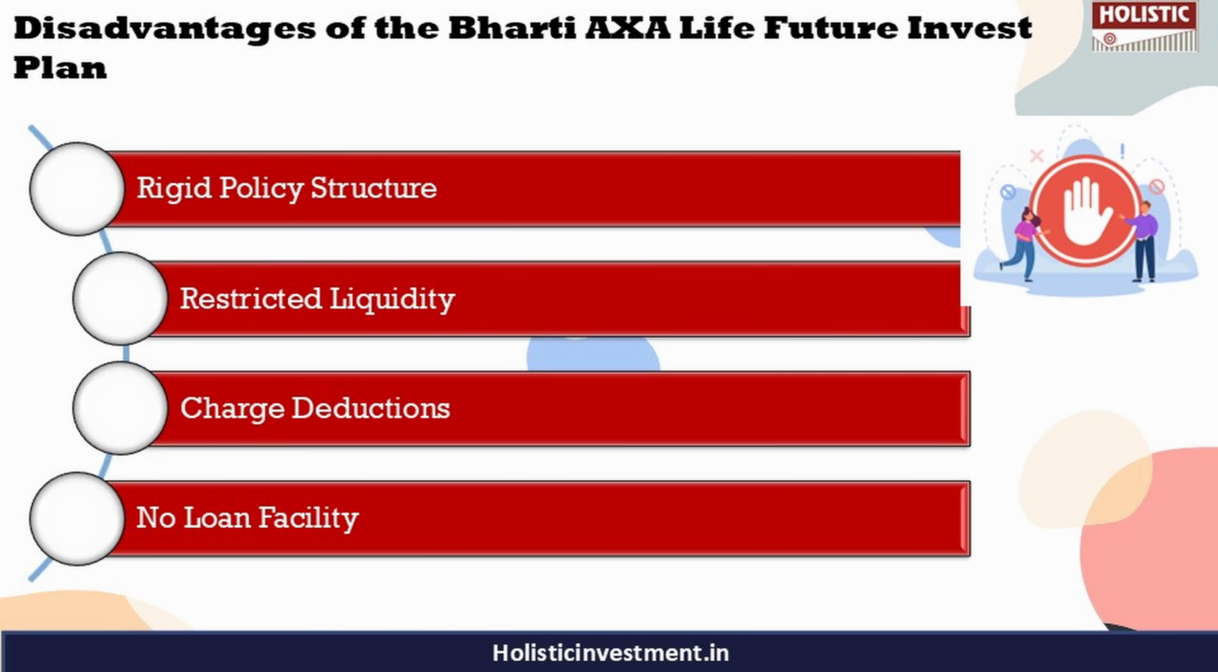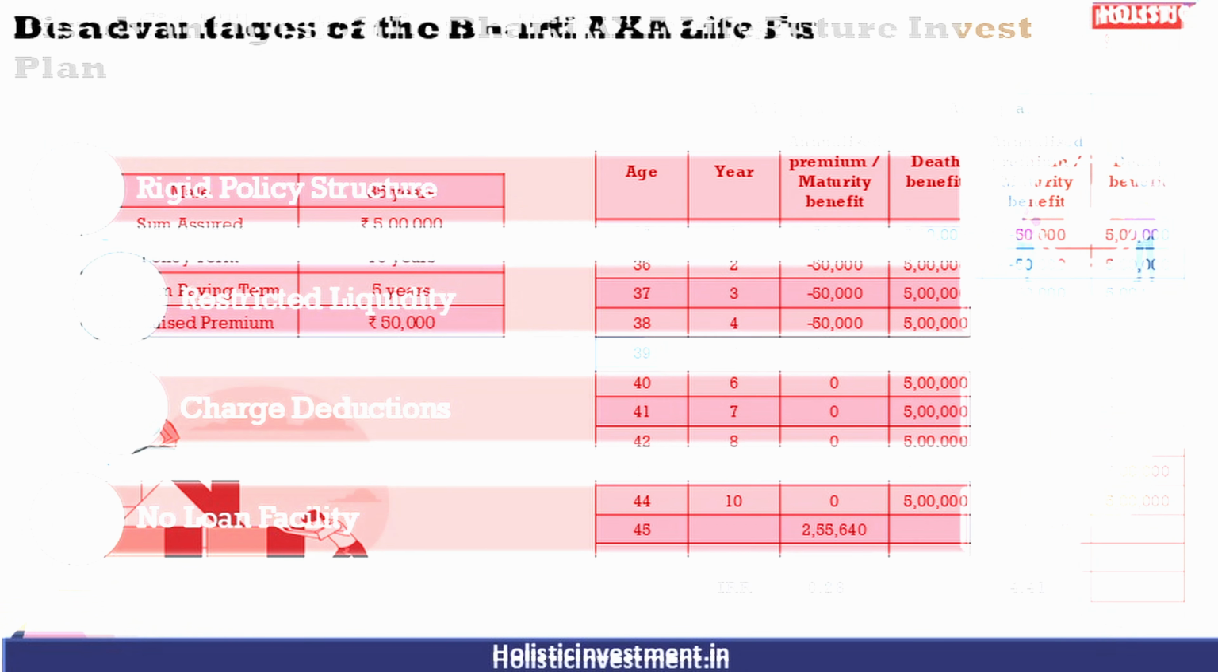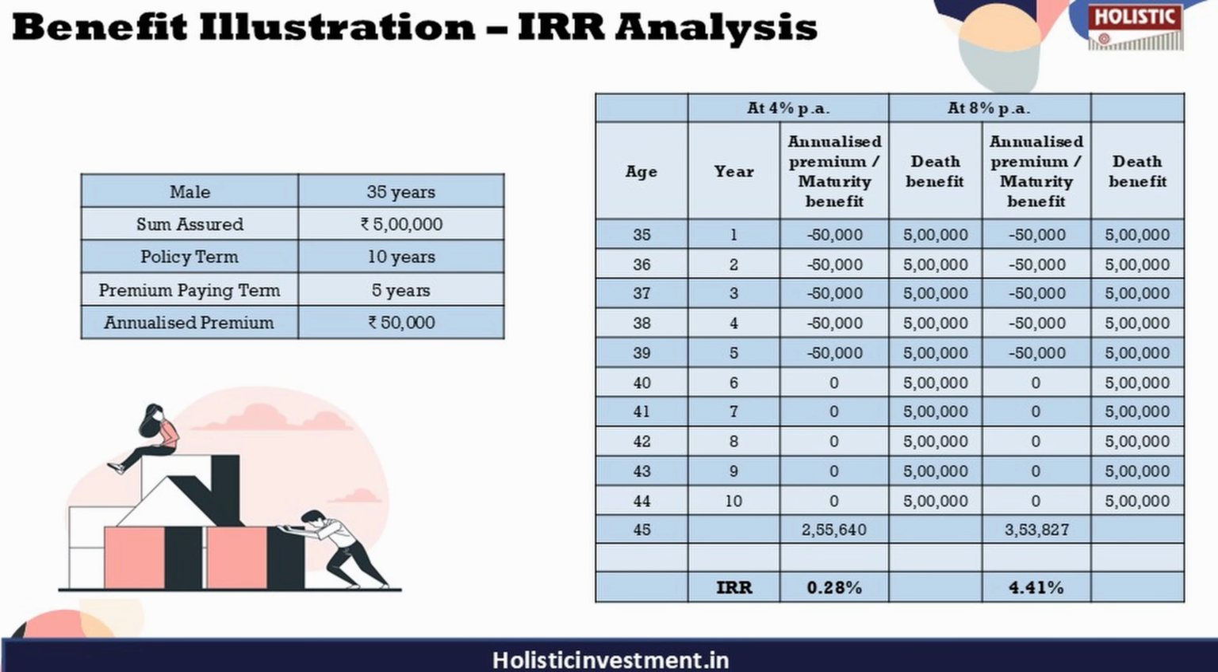Now, as we have a basic idea about the policy, let us move on to the analysis part of the video, where we are going to conduct an IRR analysis based on the benefit illustration given in the policy brochure to help us make a more informed decision. Let us consider that a 40-year-old male has opted for this policy with a sum assured of 10.5 lakhs. The policy term is 20 years with a premium paying term of 7 years and an annual premium of 1 lakh under the Gold Plus option.